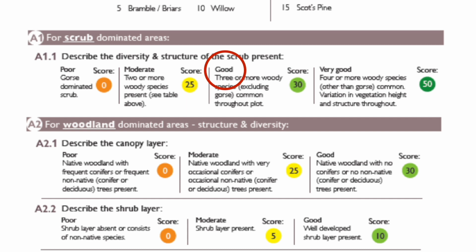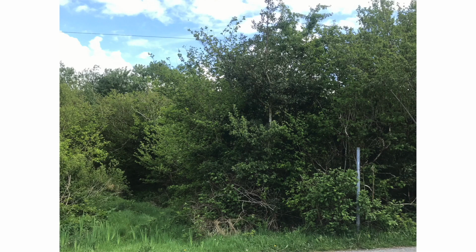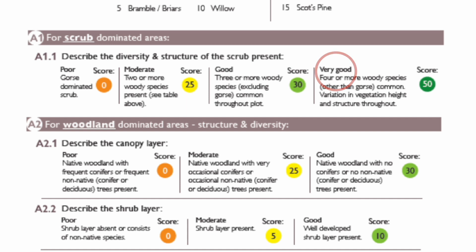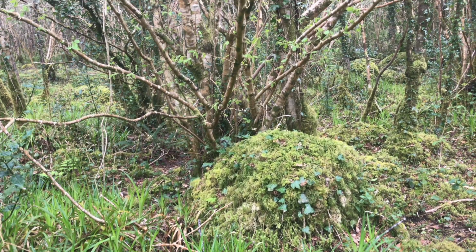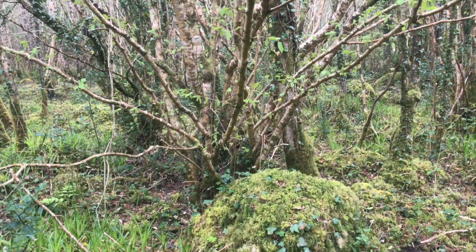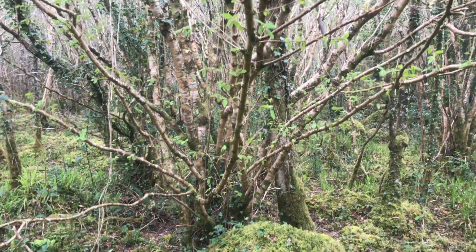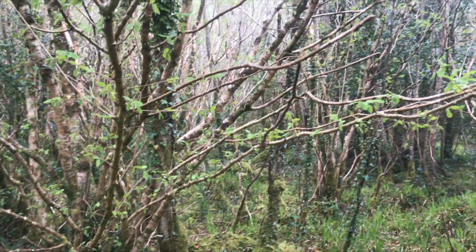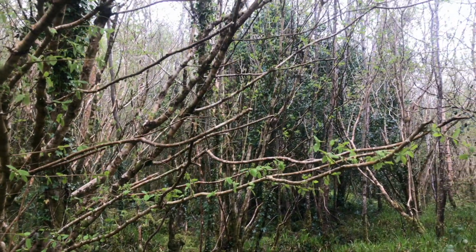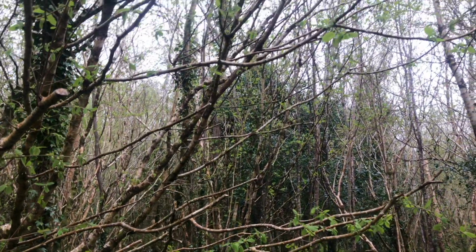Good is where there are 3 or more woody species present, and these must be commonly distributed throughout the plot. Very good is when 4 or more woody species are common throughout the plot. For very good, there should also be a variation in vegetation height and structure throughout the plot.